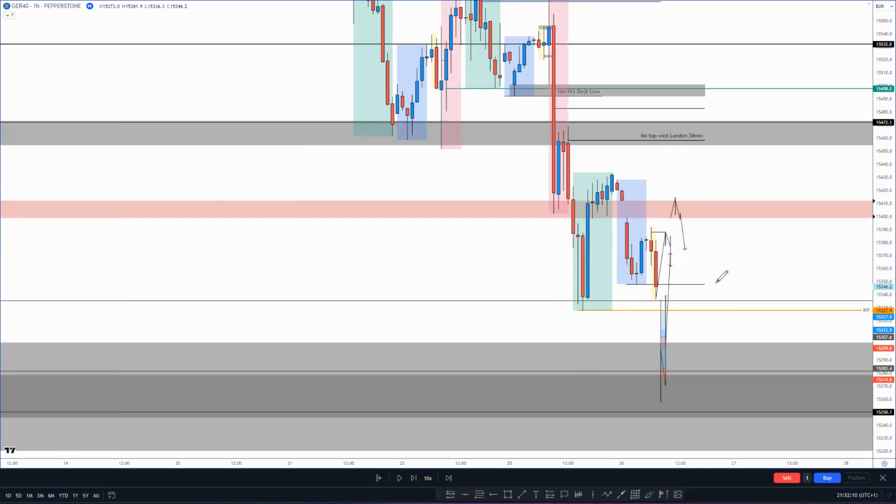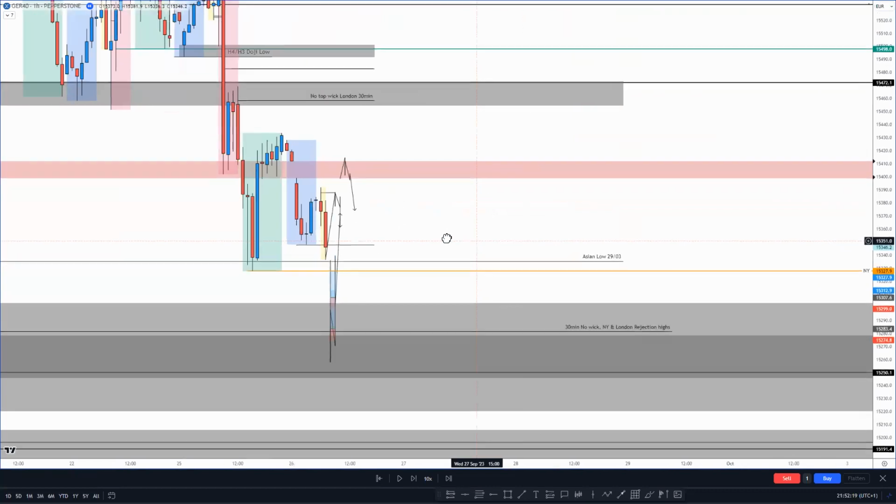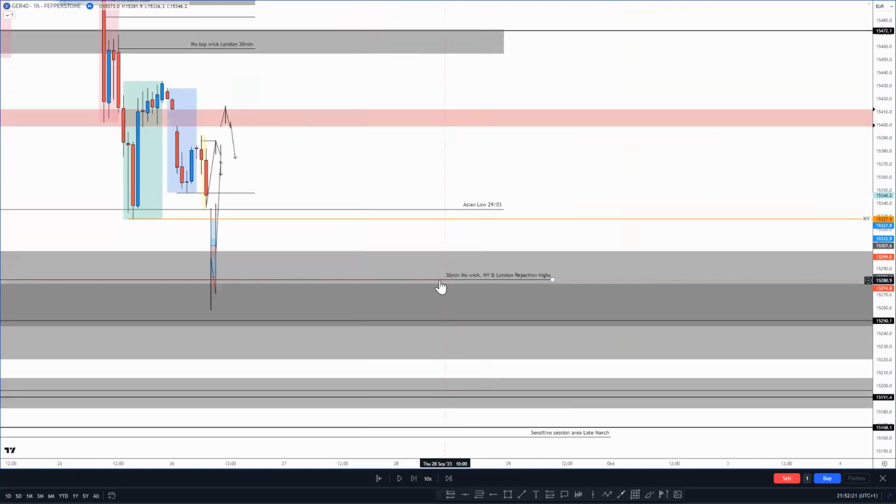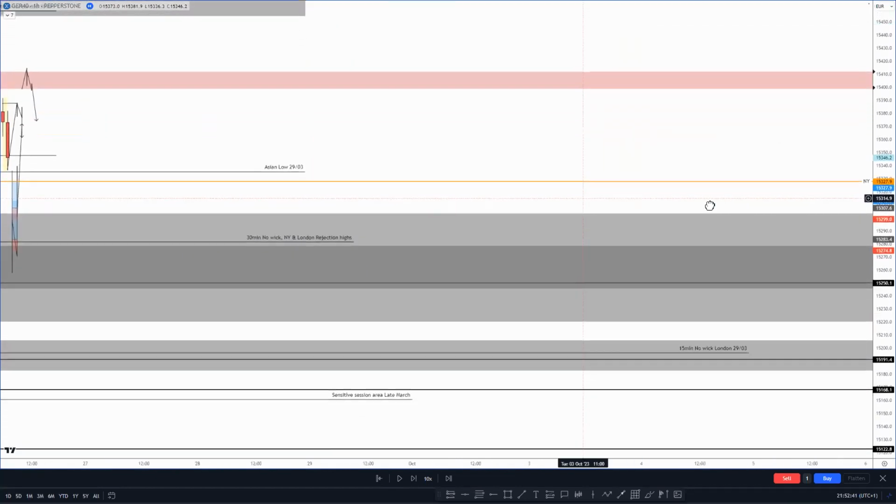The way that the day finished, man, you should have had a sell bias. Anyway, just to take the trade that makes sense in the session, you can see over here this little thin black line was a 30-minute no wick candle from the New York session. I think that's from the 16th of March. So we'll go back and have a look at that so you can see. I really love this area because it was New York, there was that no wick candle, plus we had London rejection highs.